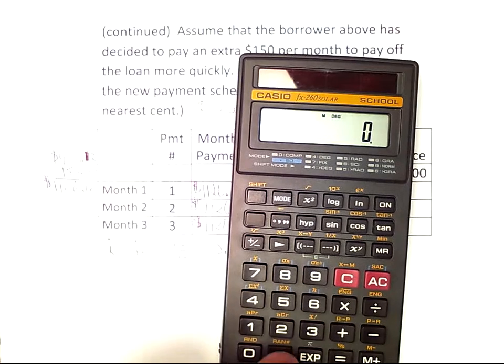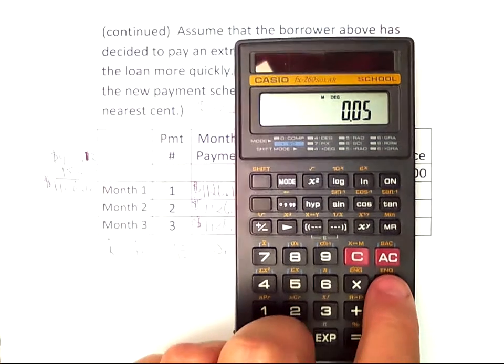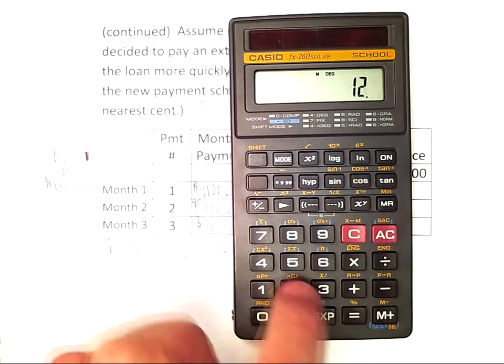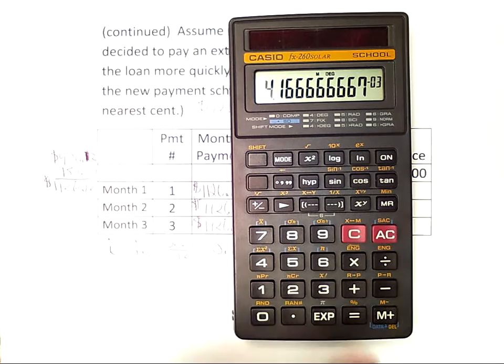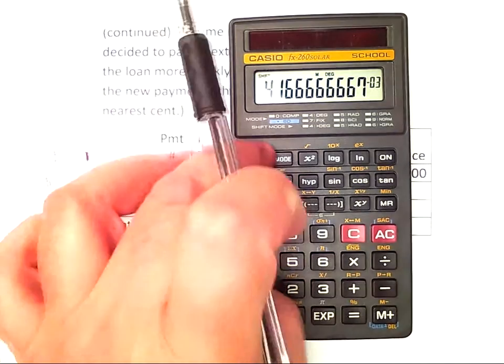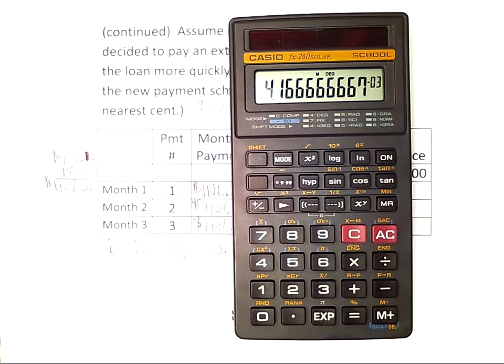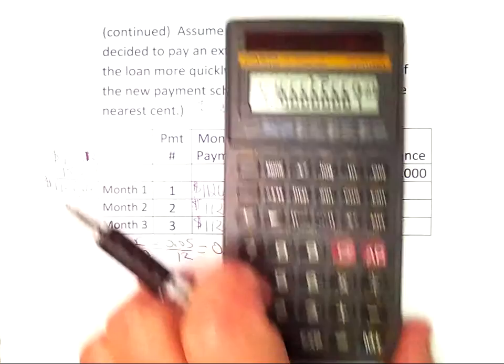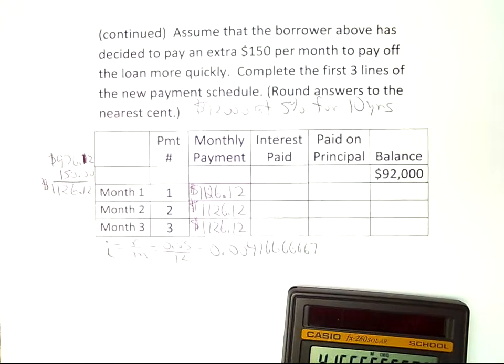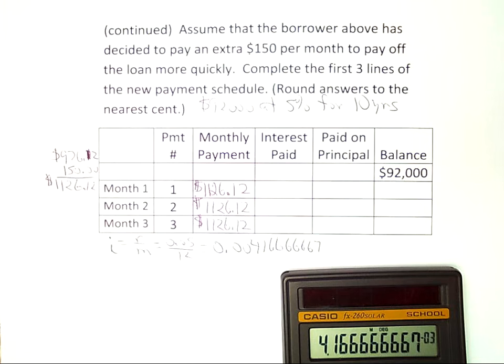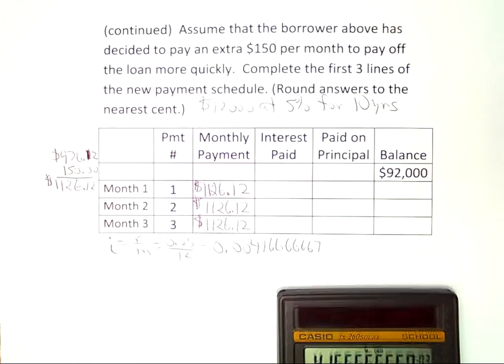If I take .05 and divide by 12, that's where I get that number from, and I can store it in memory with the M+. It's the shift of the MR, and of course the MR will bring it back. So I've got that interest rate here in my display now, but I've also got it in my memory. And then I go through the same process I've done on earlier problems.